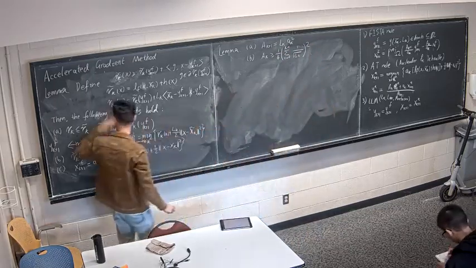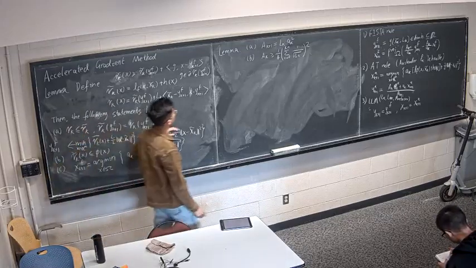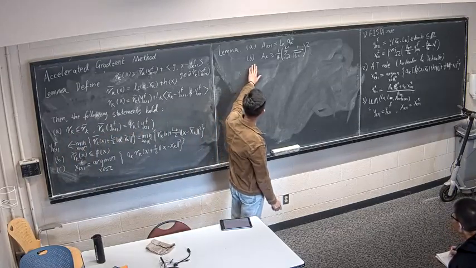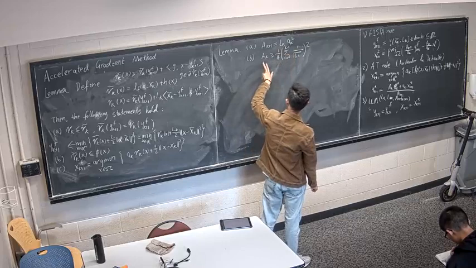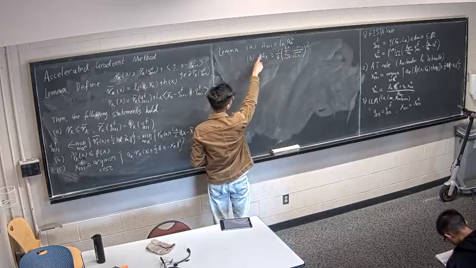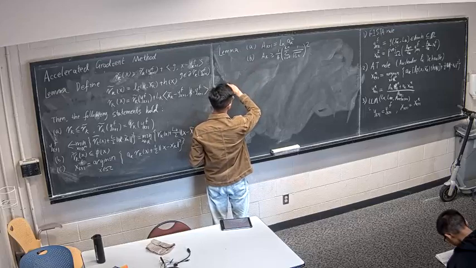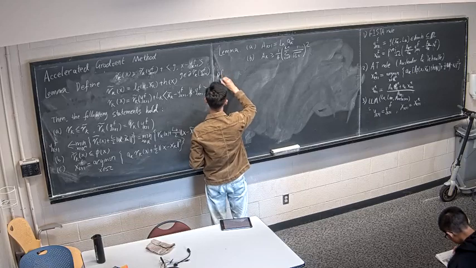This is a statement about the sequences x and y, and here it's about the scalar sequences little a_k and capital A_k. These two statements hold for all k greater than or equal to 0. Let's prove the first one.